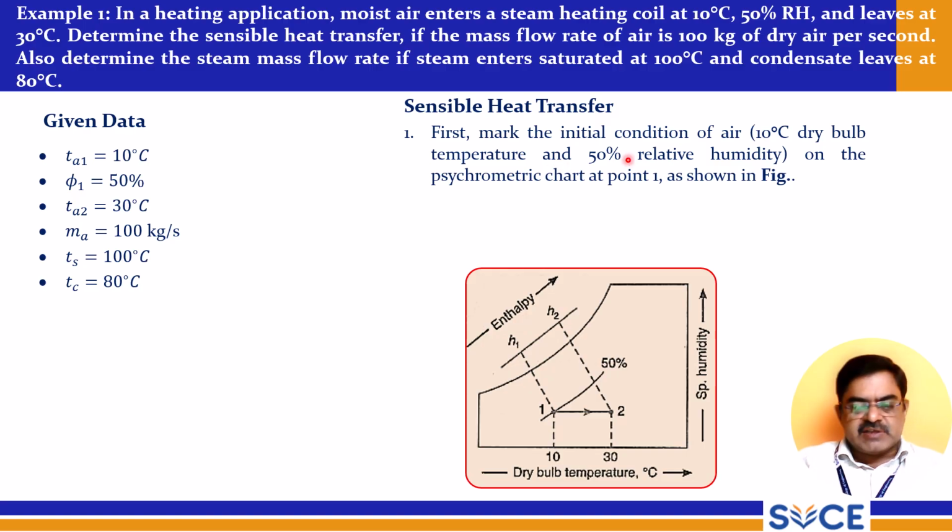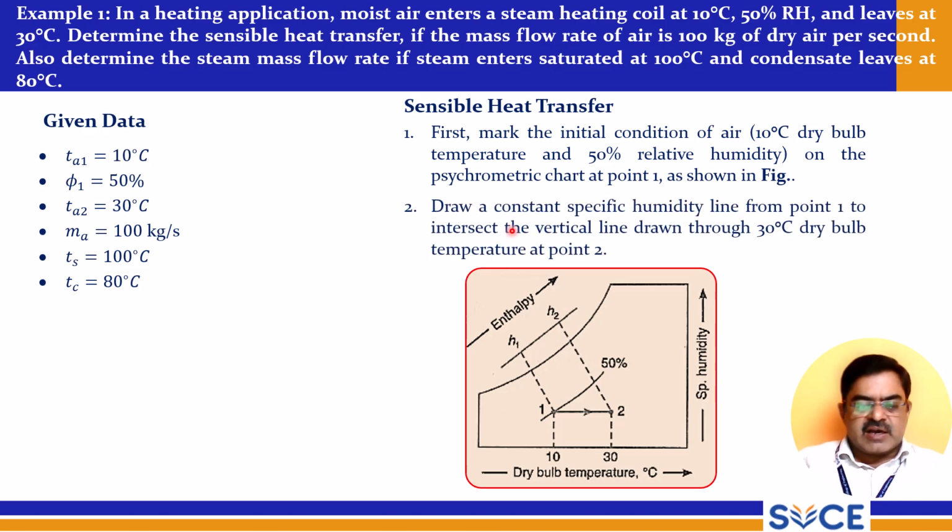So first mark the initial condition of air: 10 degrees Celsius dry bulb temperature and 50% relative humidity. This is the relative humidity curve on the psychrometric chart at point 1, as shown in the figure. Draw a constant specific humidity line from point 1 to intersect the vertical line drawn at 30 degrees Celsius dry bulb temperature at point 2. So now we have to draw at 30 degrees Celsius. Now the specific humidity is constant here.